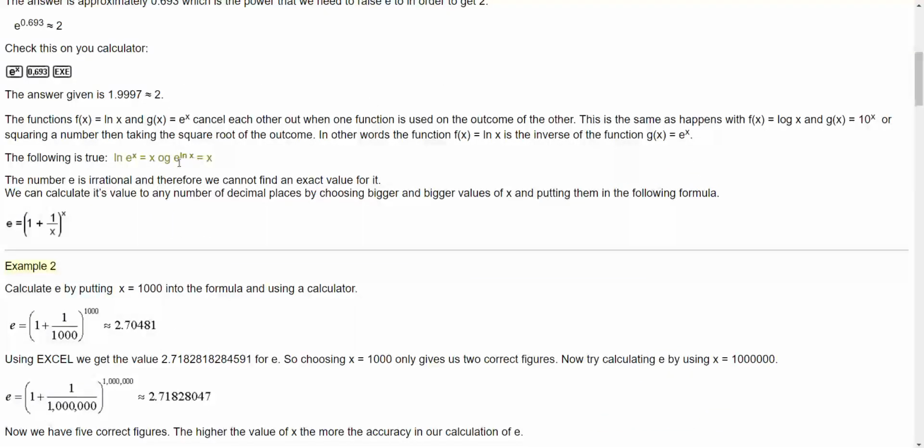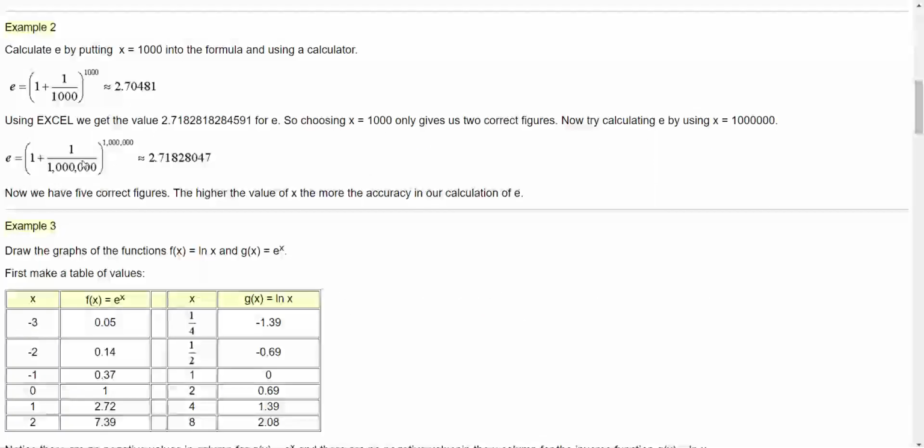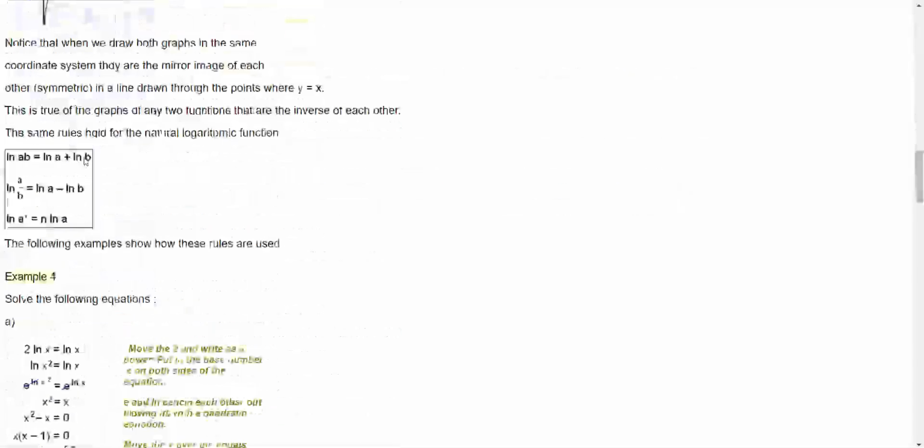Now here's the example I was telling you about. You can see the following is true: e to the power of ln x equals x. So ln and e actually cancel each other out. The exponent e and the ln cancel each other, and you remain with an x. So in both these cases, that's the deal with the natural log.